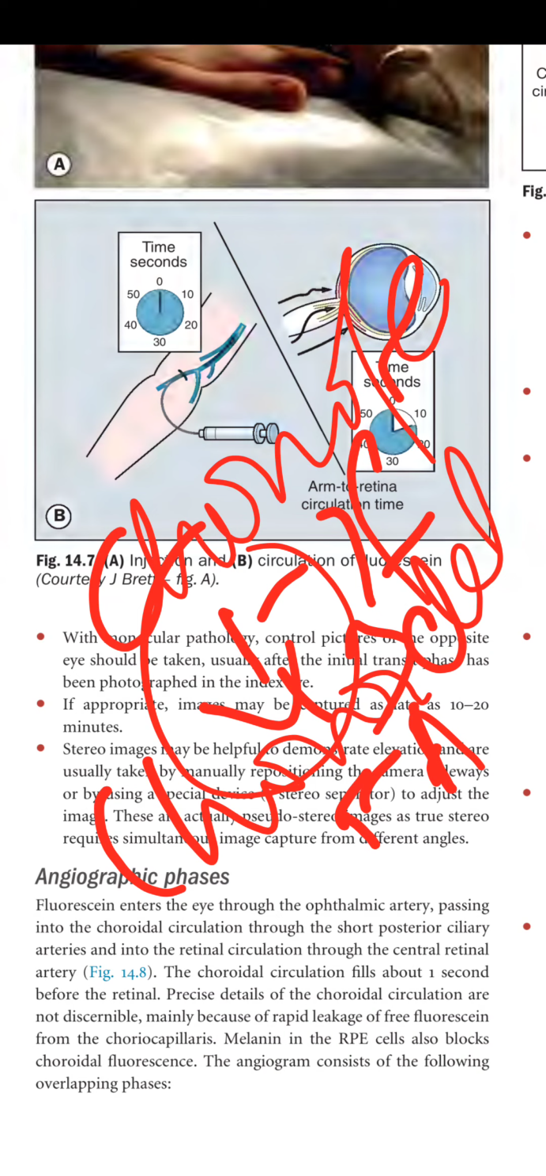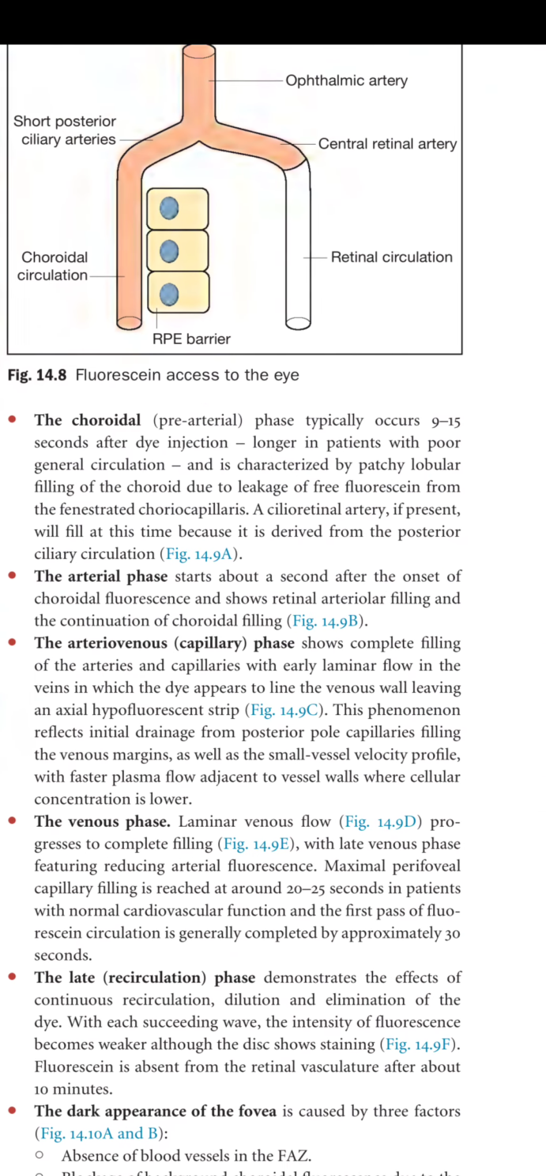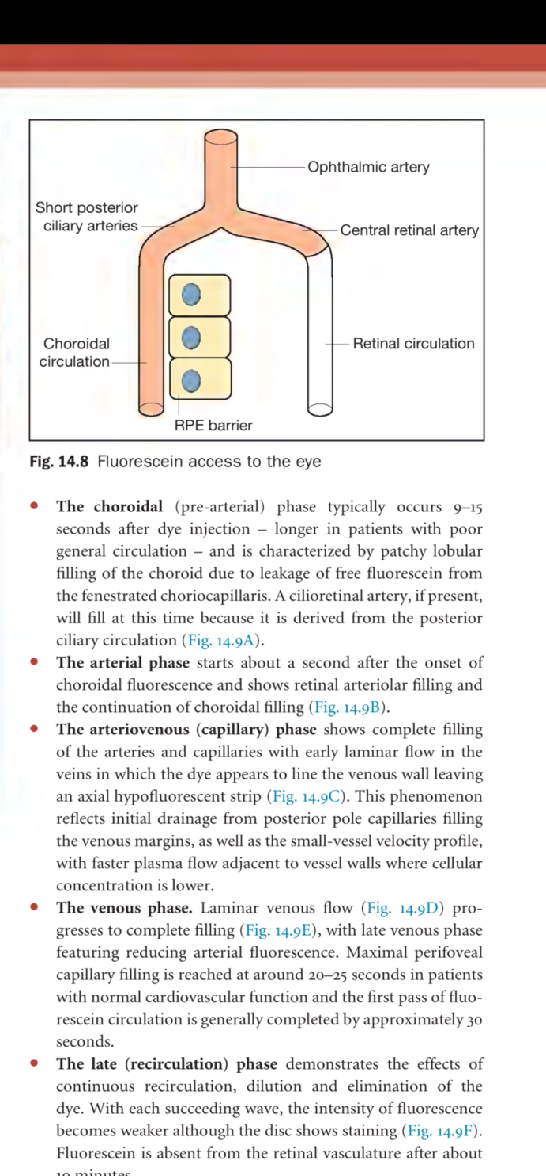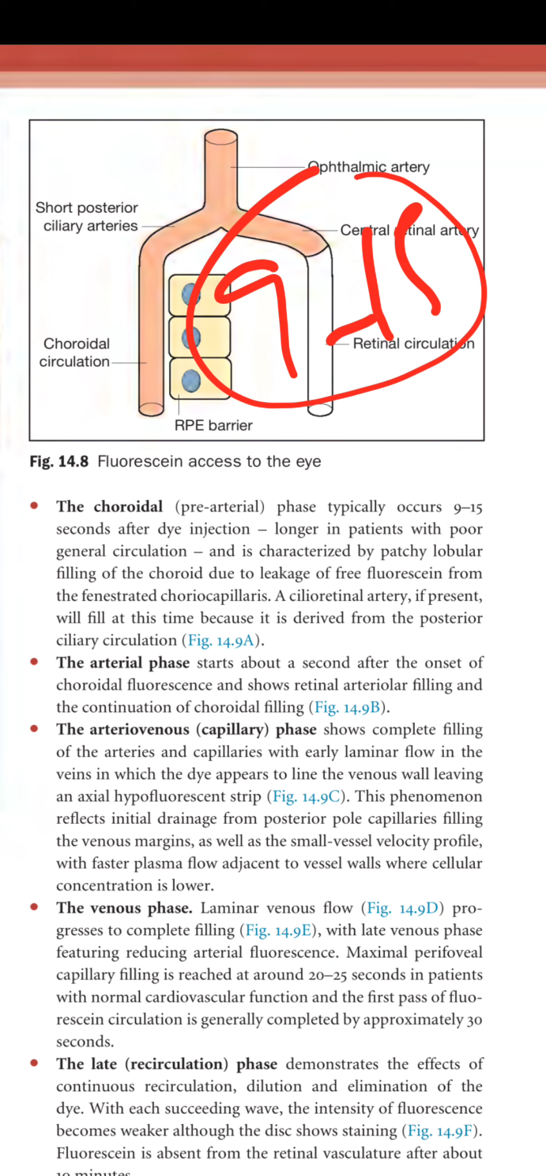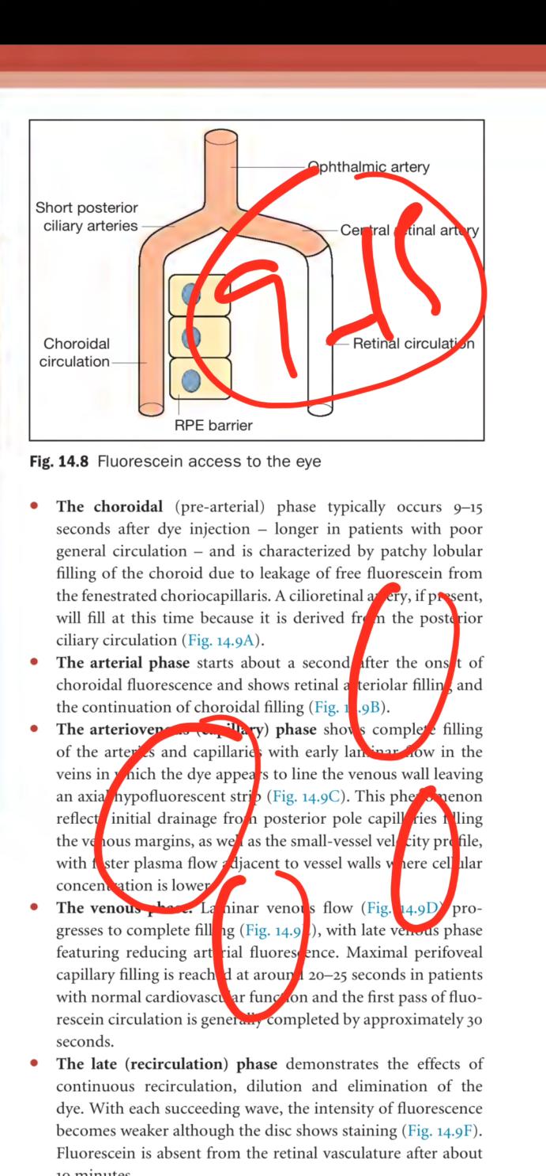The angiogram consists of the following overlapping phases. First is the choroidal phase, which is the pre-arterial phase, which typically occurs 9 to 15 seconds after the dye injection. So just after you inject the dye, after 9 seconds, the choroidal phase starts. It is longer in a patient with poor arterial circulation, and is characterized by patchy lobular filling of the choroid due to the leakage of free fluorescein from the fenestrated choriocapillaries. So there will be a patchy choroidal filling.